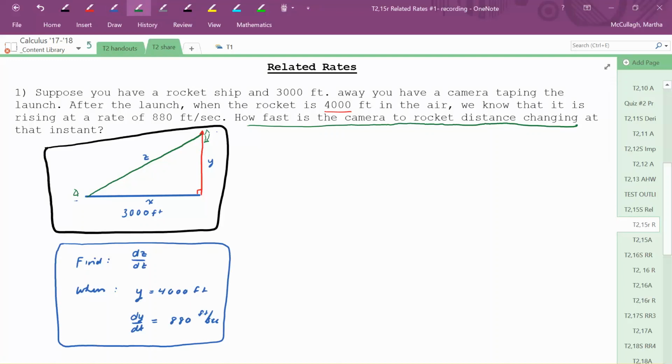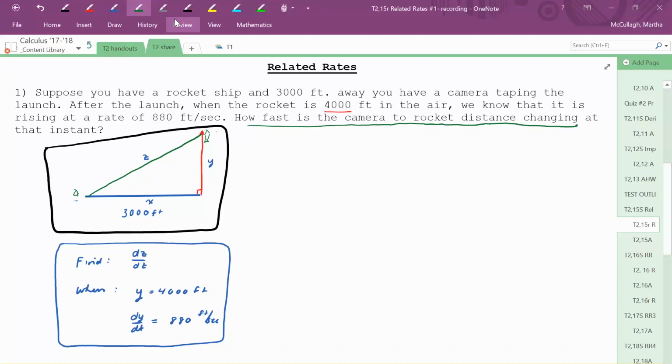Next thing I'm going to look at is I need an equation that's going to pull together the information that I have and will include eventually what it is that I'm trying to find. So in this case, I want to make use of my x value, that's given. I want to make use of my y value because at some point in time I will know that the rocket is 4,000 feet off the ground. And I need an equation that's also going to contain z because I need to find dz dt.